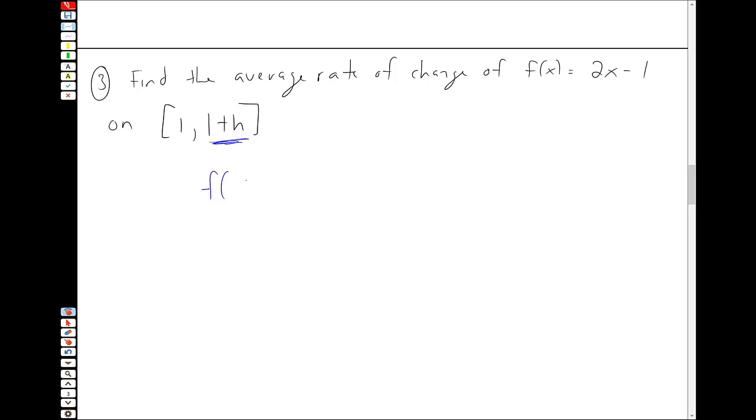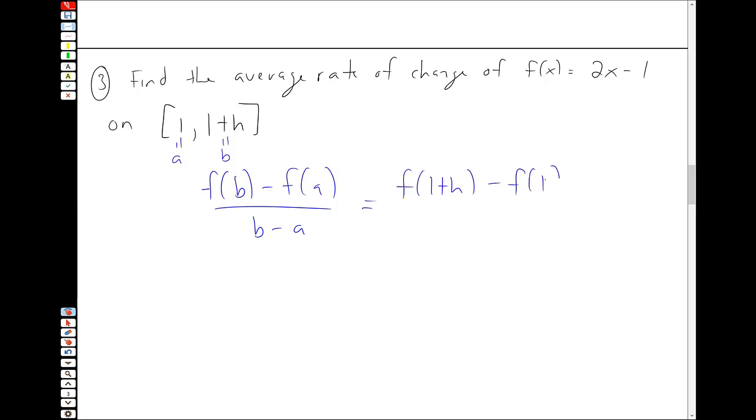So again, we're going to start with our formula, f of b minus f of a over b minus a. Our b is still the bigger number. So b is 1 plus h, a is 1. So this is f of 1 plus h minus f of 1 over 1 plus h minus 1. Okay. And again, I'm going to do some scratch work on the side.